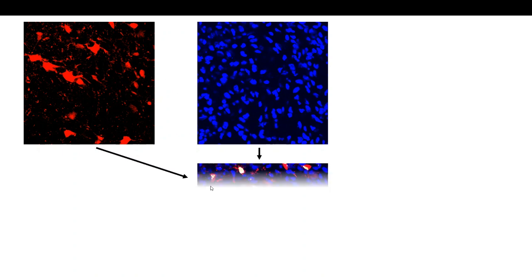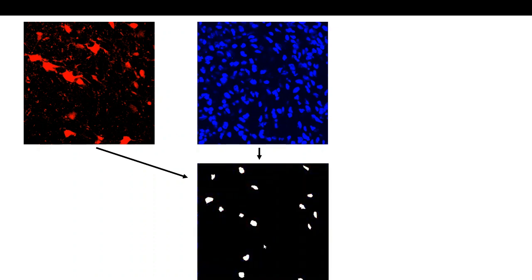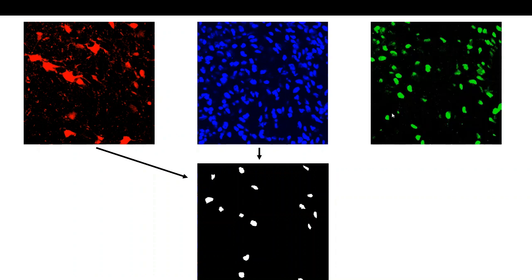So I realized that I was not really interested in the signal from the vestibulospinal neurons or in the nuclear signal. I was only interested in the signals where they overlapped. So I processed the pictures using a computer and removed everything except for where these two signals overlap or co-localize. And then I could use this to compare with the transcription factor signal.